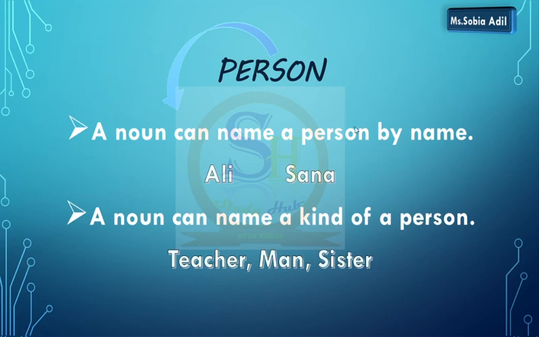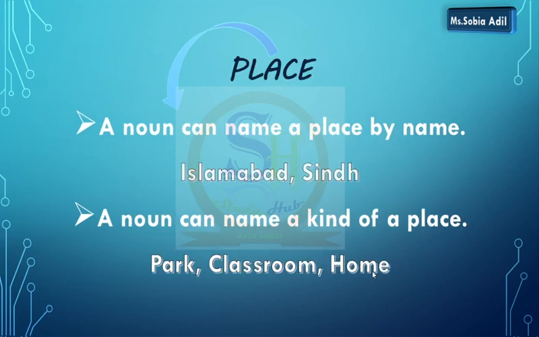Person. A noun can name a person by name. For example, Ali, Sana, these are the names we use for persons. A noun can name a kind of a person. अब kind of a person भी हो सकते हैं. हम categorize करते हैं persons को भी different categories में, right? Teacher, man, sister, these are the names we use for those categories.